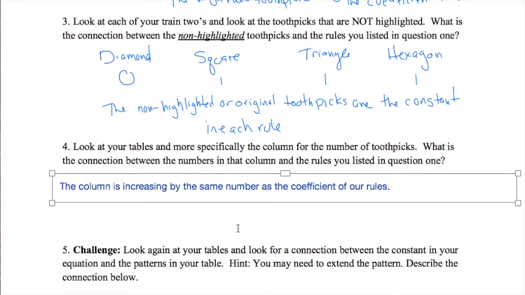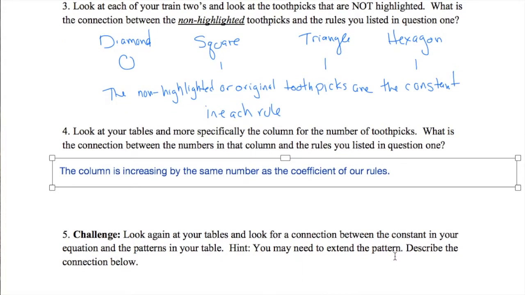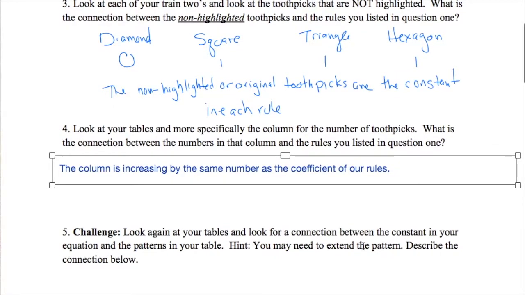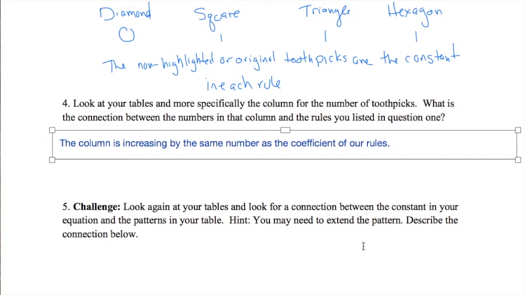Okay, so if you look again at your table and look for a connection between the constant in your table and the equation of the pattern, I'll leave that for you. We could talk about that maybe later, but there is a relationship to it. It says you may need to extend the pattern. Hint, hint, hint. So I'll leave that one for you to continue to think about.